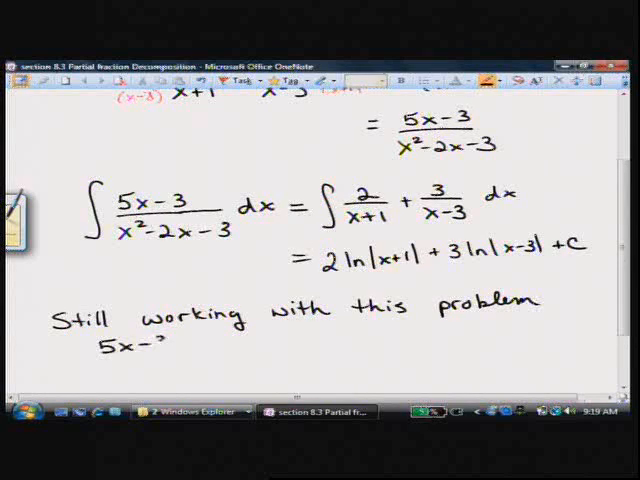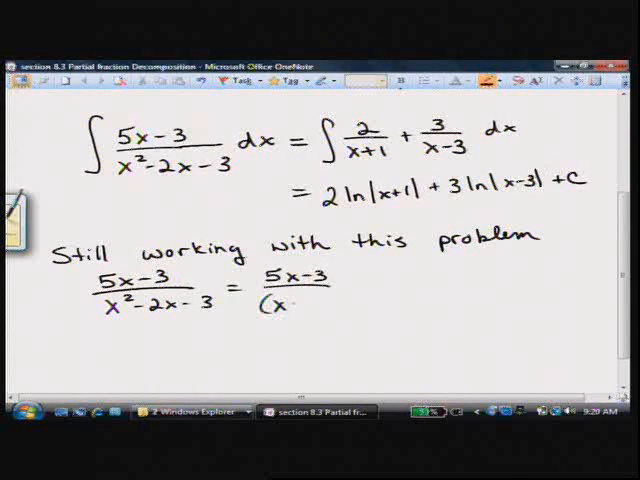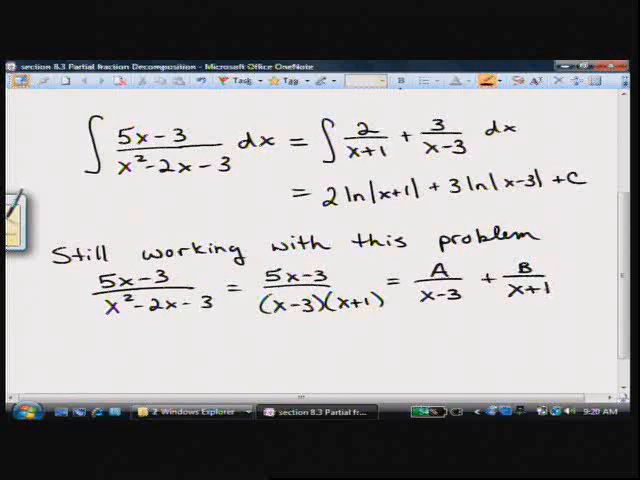If you have 5x minus 3 over x squared minus 2x minus 3, the first thing that you want to do is factor the denominator. So recognize that you can factor this as x minus 3 times x plus 1. Then you want to find coefficients so that this is equal to A over x minus 3 plus B over x plus 1. I'm going to switch these because I'm going along with the book and I don't want to get confused. So I'm going to do x plus 1 and x minus 3. Not that it matters.